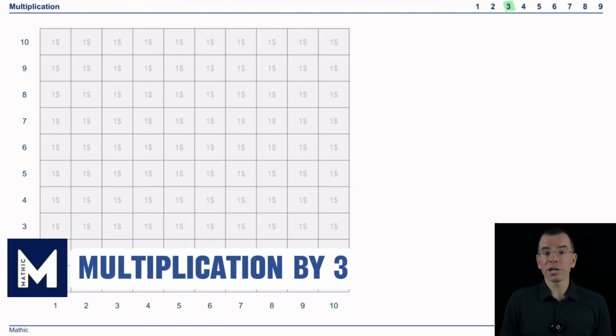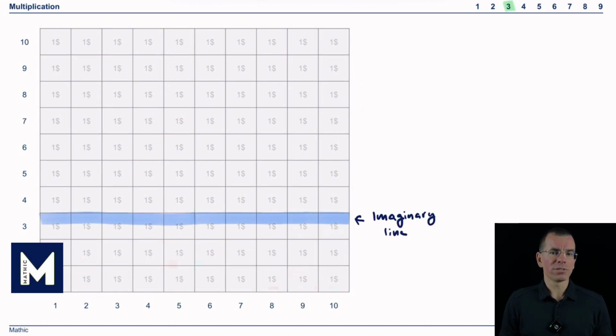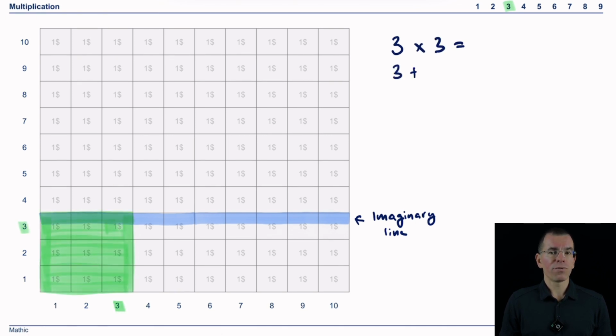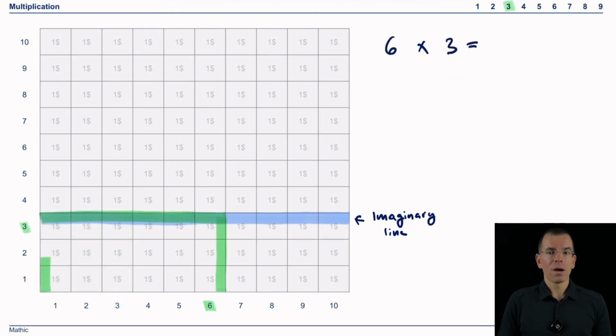Moving on to multiplication by 3. It's like a trio strike. When we multiply by 3, we are adding the number to itself 3 times. So 3 times 3 is 3 plus 3 plus 3, or the number of squares in the 3 by 3 area. When multiplying 6 times 3, we can count the number of squares in the 6 by 3 area.